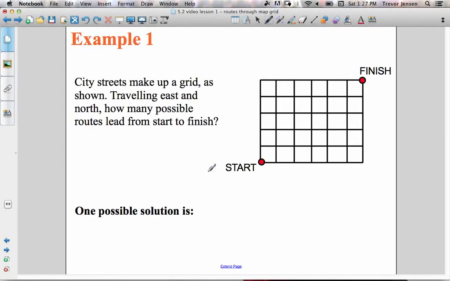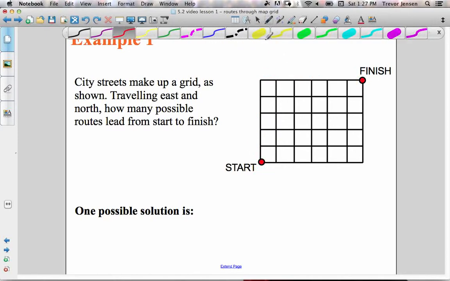So here's a map grid. City streets make up a grid, as shown to the right here. Traveling only east or north, how many possible routes lead from start to finish? So we're going to try and get from start to finish, and we're only going to move north and east, because we're going to assume you're not going to move backwards at any point. We just want to figure out how many different routes lead from the start to the finish.